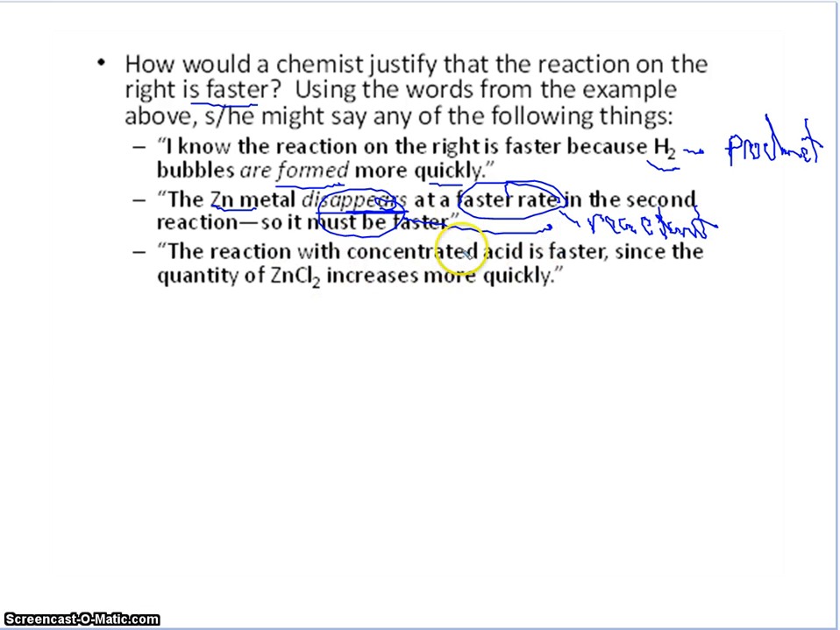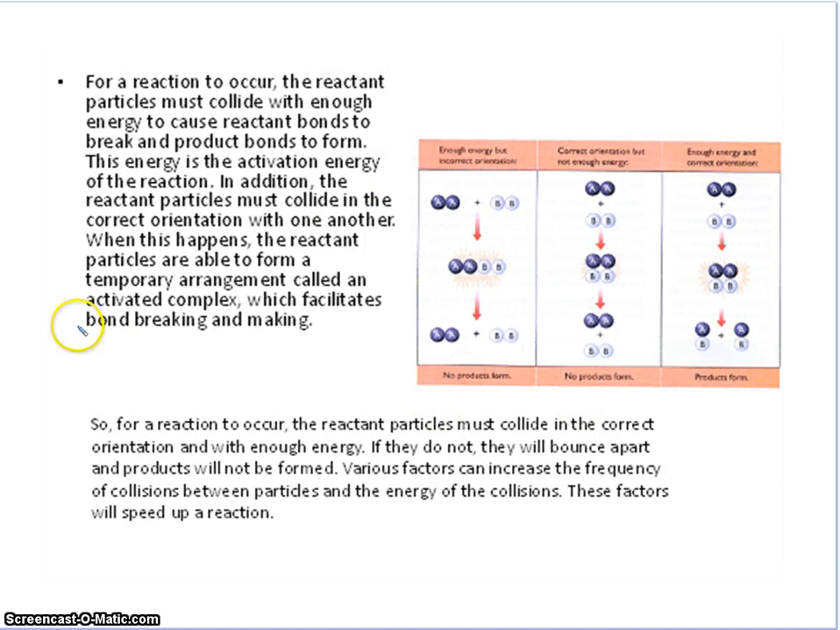The reaction with concentrated acid is faster since the quantity of zinc chloride increases more quickly. So that's because it's a product, it's increasing. And quickly means it's faster. Okay, makes sense. What's next?